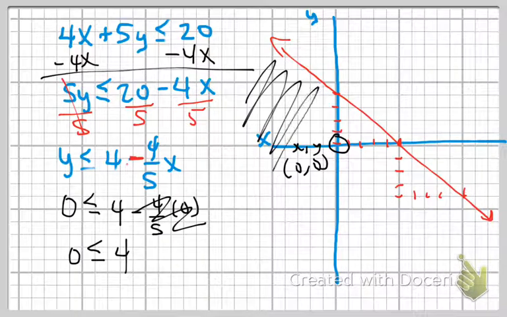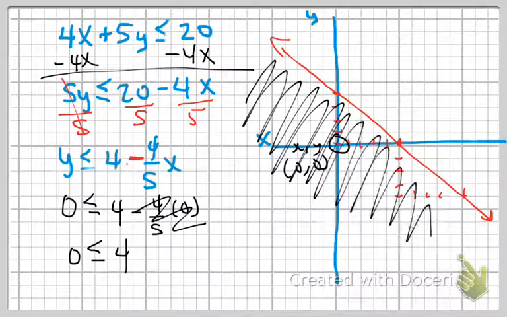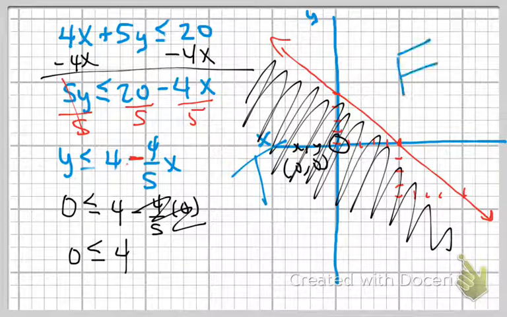So that means we shade the side of (0, 0). Alright, so this side is true and this side is false. Remember, the shaded side is the true side, so this is true. The unshaded side is the false side.